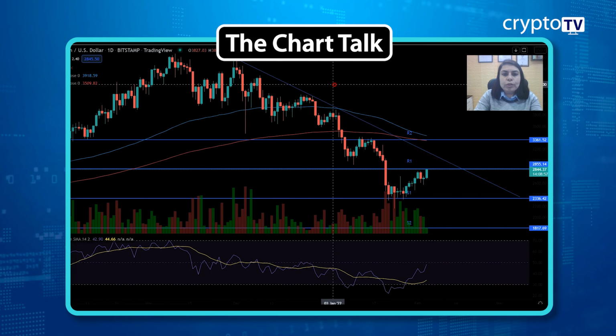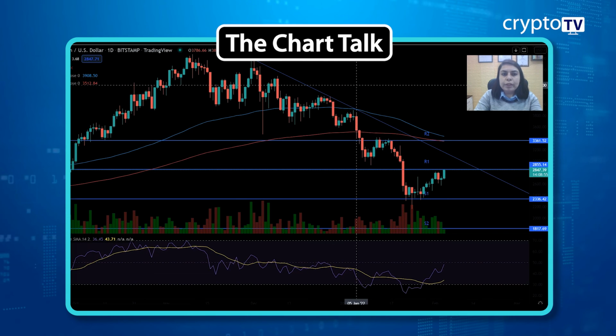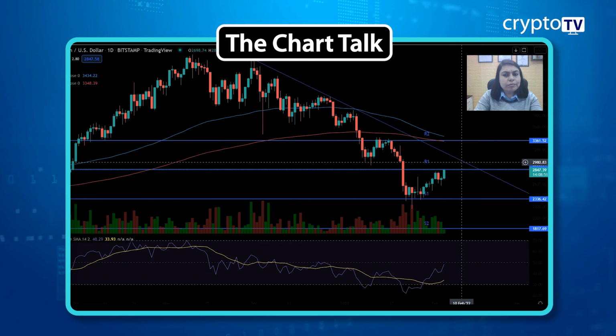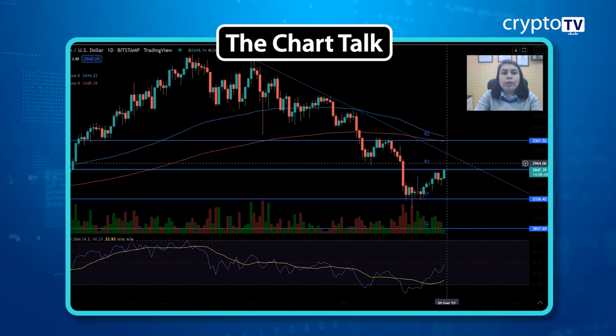This is how you can see the technical outlook for Ethereum. And again, the price is trading very nicely just below this particular trend line. We need to wait and see whether the price will give a breakout here or not.